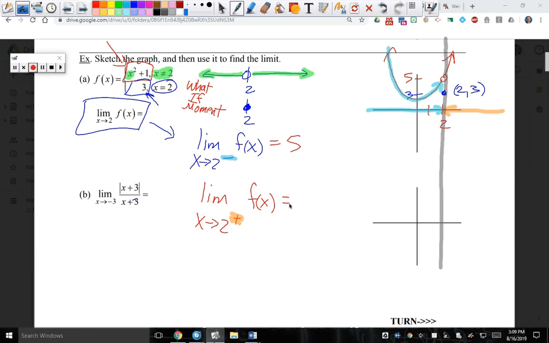And if I approach from the right by jumping on the ride, oops, again the same thing. Can someone tell me what does the y value want to be? It wants to be 5. Okay, so these right here are one-sided limits. From the left, from the right, and I call it making an ET moment.